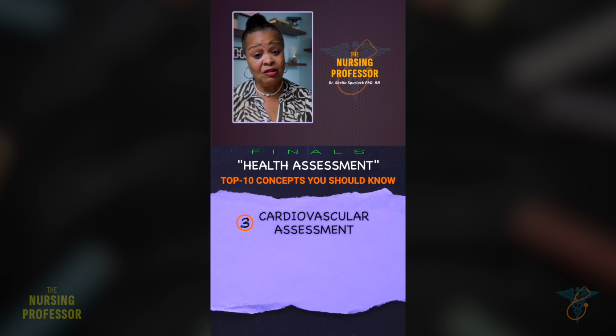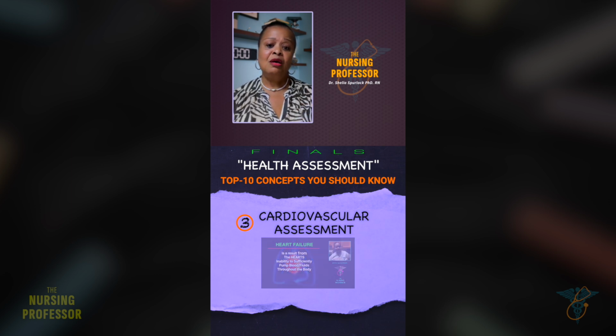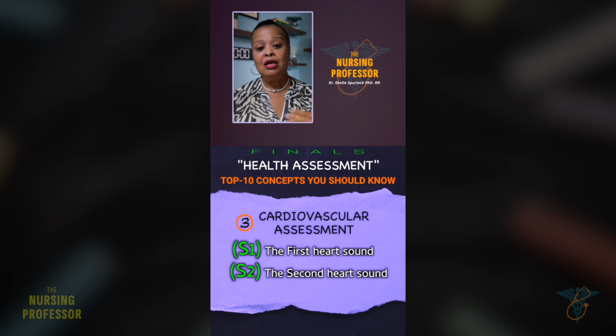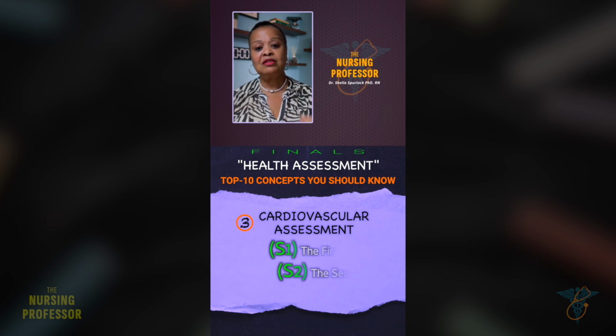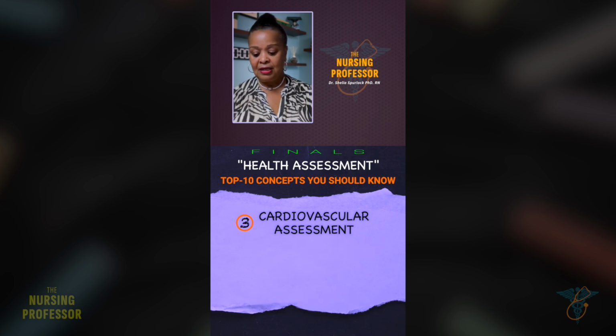Then you go to the cardiovascular assessment. I want you to go back and check out my video on heart failure, because that's going to give you a lot of information about cardiovascular assessment. But also note that heart sounds are typically S1 and S2. You will listen with the diaphragm of your stethoscope, and if it's a murmur, you want to turn to the bell of the stethoscope, because those are much higher pitched sounds.